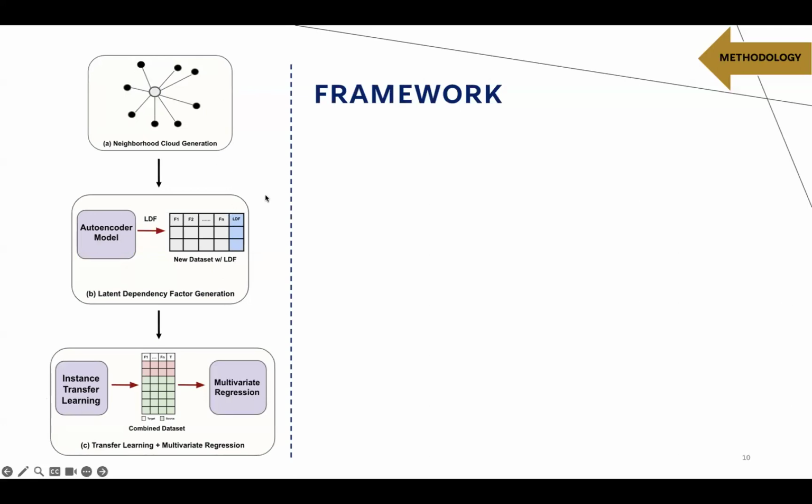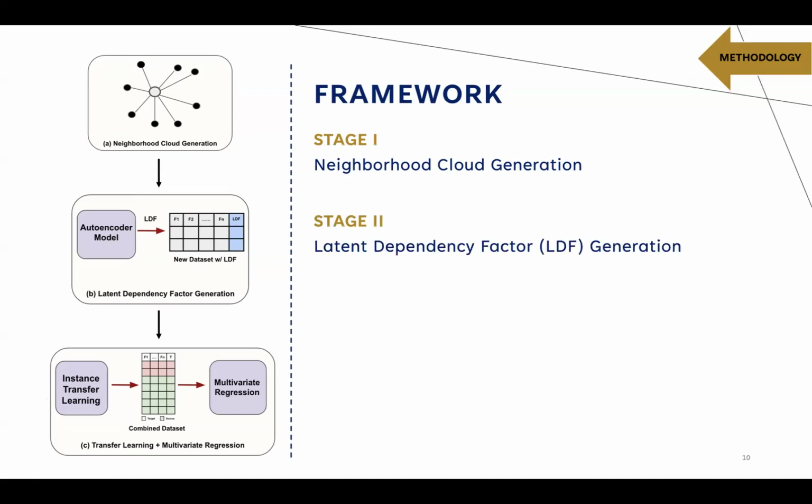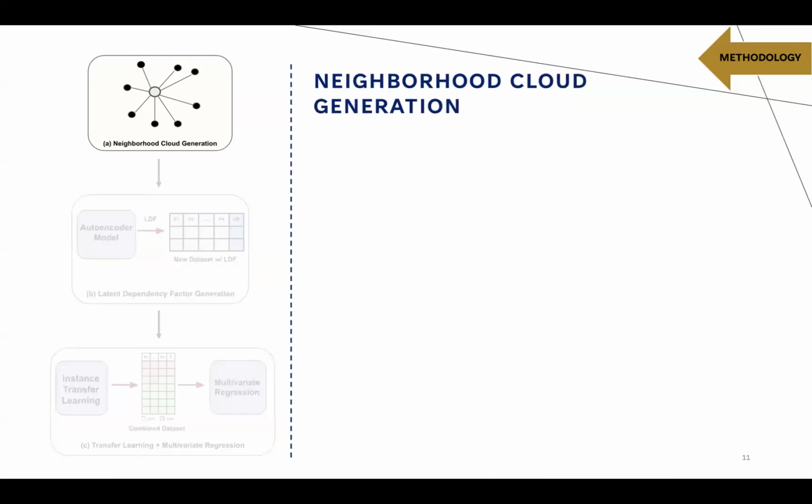So the framework of our methodology consists of three stages. Basically, in the first stage, we create the neighborhood cloud, or neighborhood cloud generation. The second stage consists of generating the latent dependency factor. And the third stage involves transfer learning followed by multivariate regression. Okay, I will go over each stage one by one.